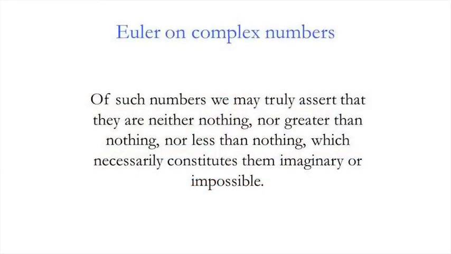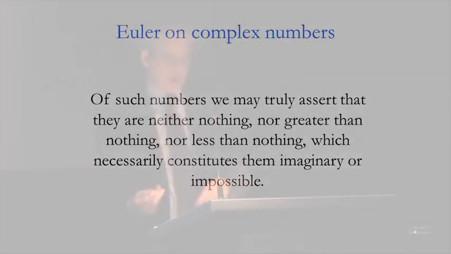because although Euler worked with the square root of -1 a lot, he said, "Of such numbers we may truly assert that they are neither nothing, nor greater than nothing, nor less than nothing, which necessarily constitutes them imaginary or impossible." And I want to try and prove to you that he was wrong. He was wrong here. So this, I think, is interesting.